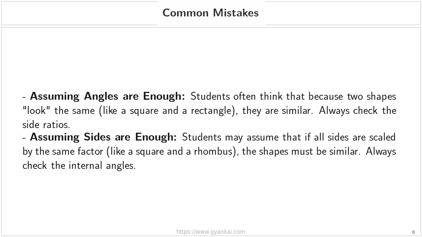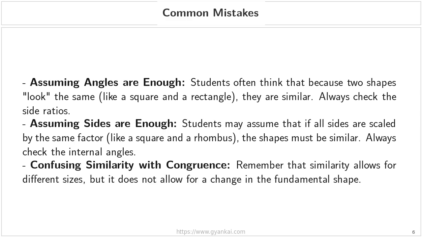Second, do not fall into the trap of assuming that proportional sides are sufficient on their own. You might see a square and a rhombus and notice that all their sides are scaled by the same factor. But as we explored in our second case, if the internal angles are different, the shapes are not similar. You must always verify that the angles are also equal.